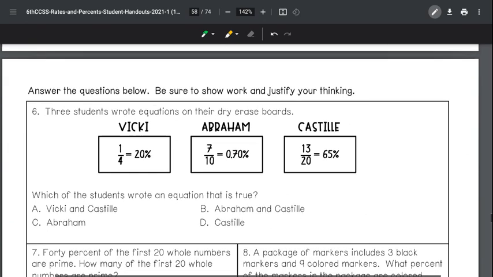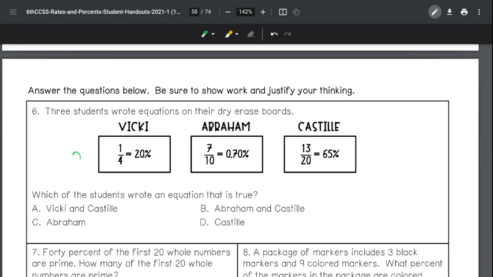Number 6, 3 students wrote equations on their dry erase boards. Which of the students wrote an equation that is true? If you did 1 divided by 4, you get 0.25, which is 25%. So Vicky's wrong. Anything with Vicky is bad. A's out.